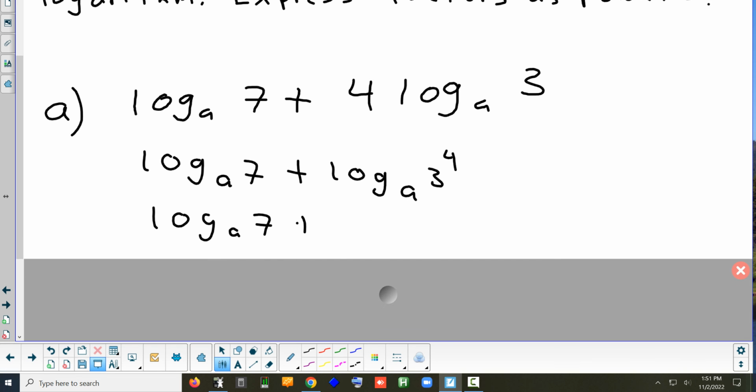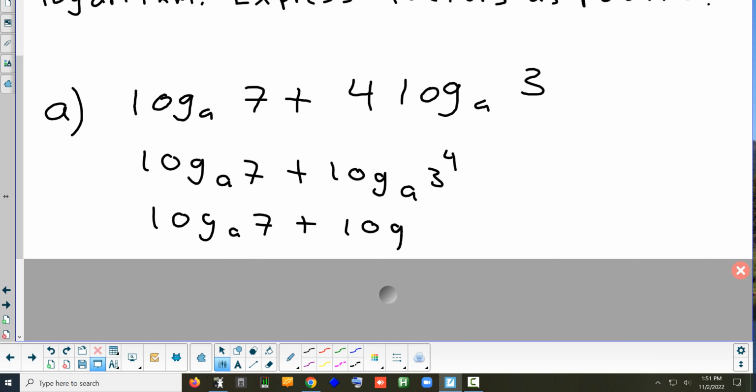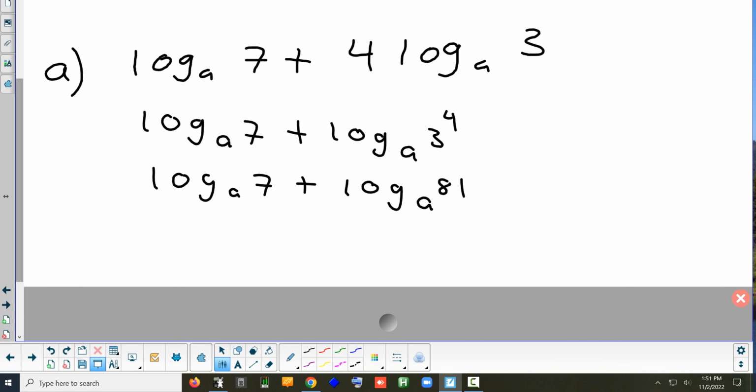Let's simplify that. So you can just use your calculator. 3 to the 4th is 81. Okay, so now we have two logs that are separated with addition. We're going to recombine them into a single log. What's going to be the base when I recombine? It's still going to be A. Now, I need to know what I'm supposed to do with the 7 and the 81 when they're combined together. You're supposed to multiply. Yes.